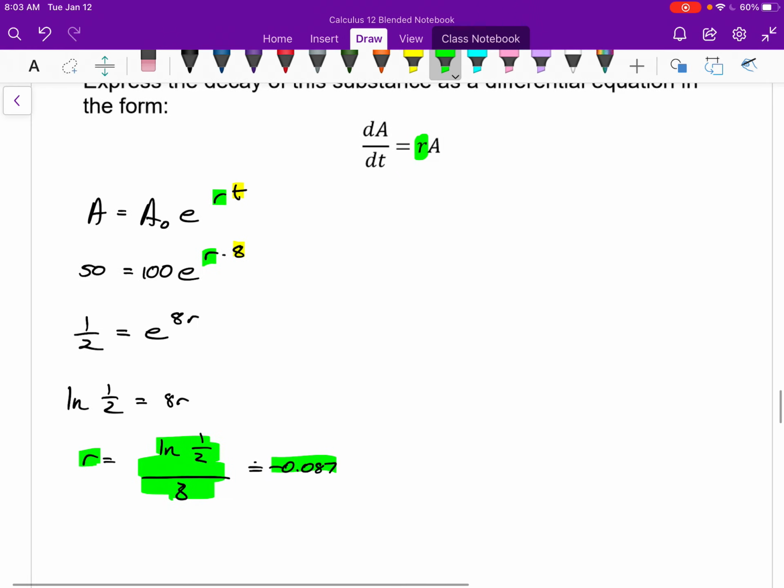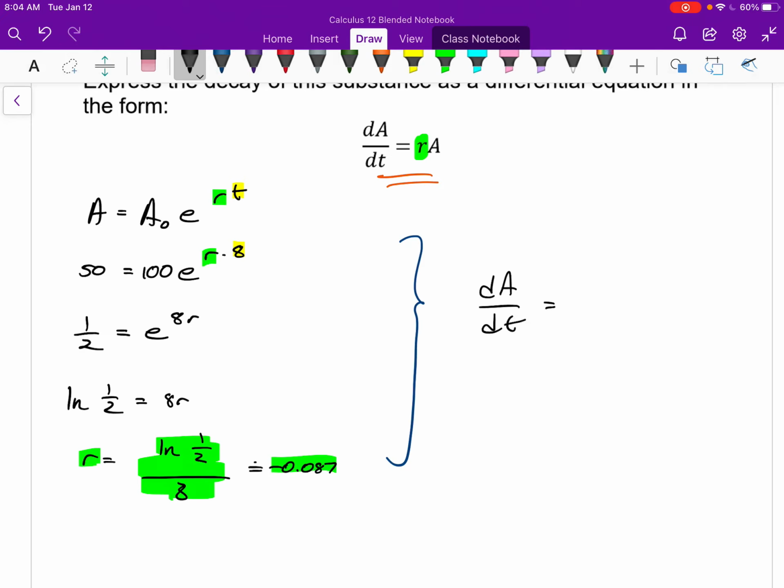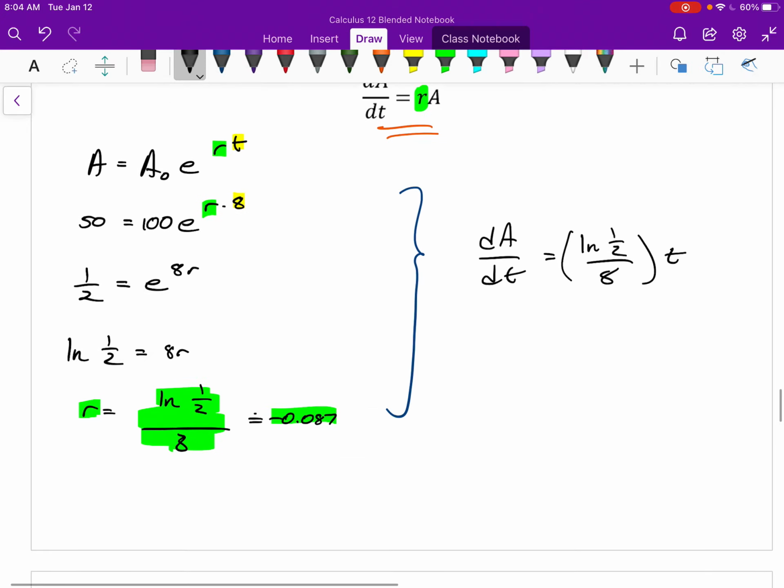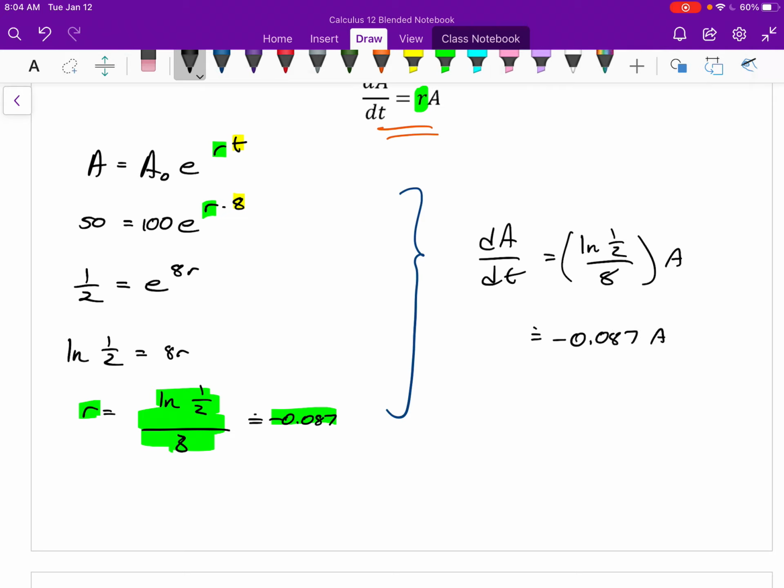With that said, I can now answer this question, to express the decay of this substance as a differential equation. I can take all of this and write it as dA/dt equals this relative growth rate, the ln of 1/2 over 8, times A, the amount at some given time, or I could decimalize it: negative 0.087 times A.